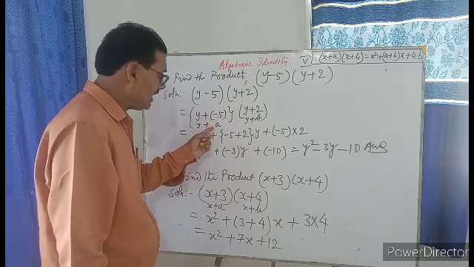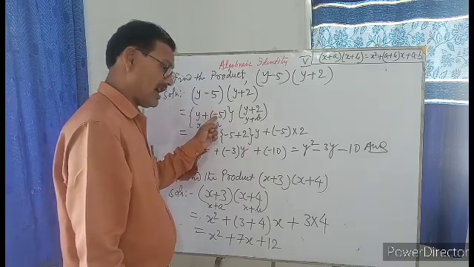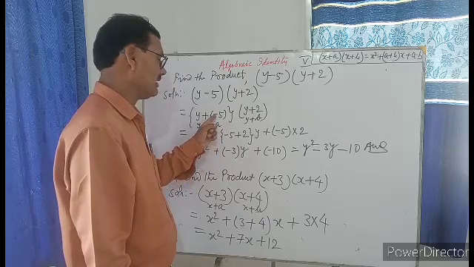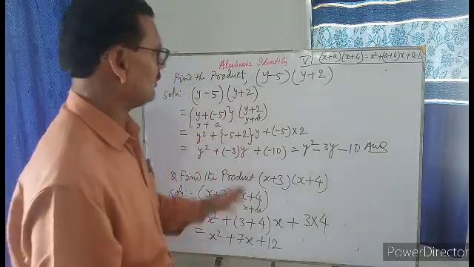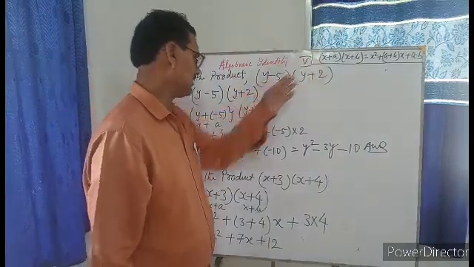So it is y + a. What is the value of a here? The value of a is -5. What is the value of a? It is -5, and the other factor is y + 2. It is as it is, no problem. The only difference is that in place of x, it is y.